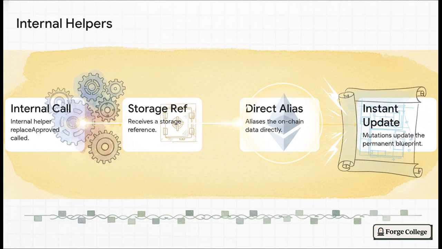Now, let's zoom in on what happens when we're working purely inside the contract. Imagine an internal helper function called replaceApproved. When we pass a storage reference into this helper function, we aren't making a copy. We're passing an alias. It's like a direct laser pointer straight to the on-chain data. Any mutation we make inside that internal function instantly updates the permanent blueprint. It's blazingly fast for making in-place updates, but you've got to be super careful.